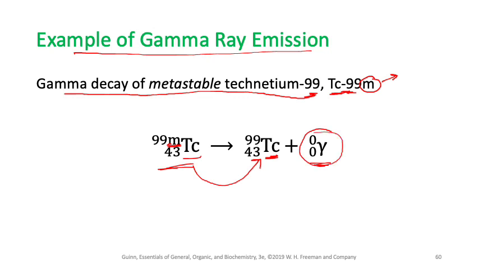If you see, the gamma particle doesn't have any atomic number or mass number, so it doesn't change the mass number and atomic number of the isotope. It just makes the isotope a more stable isotope, right? So remember this. Whenever you see a small m written after the mass number, that means that particular isotope is present in the metastable state, and it has to release gamma rays.